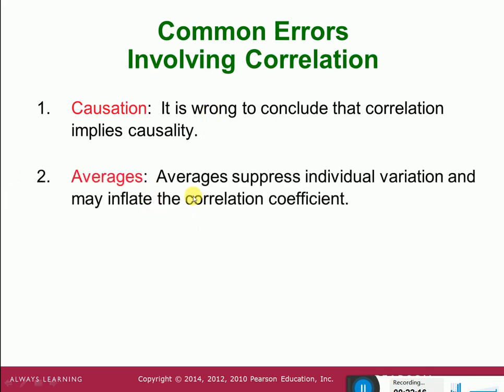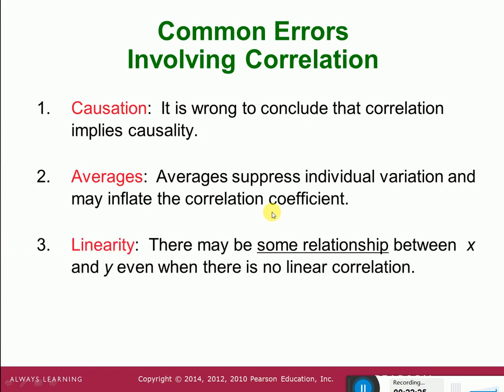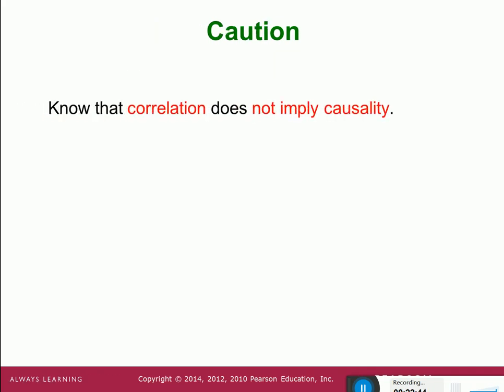And the averages suppress individual variation, and it may inflate the correlation coefficient. Even if we don't get any correlation, there may be some other type of correlation that is not linear, and we're not talking about that in this section. So correlation does not imply causality.